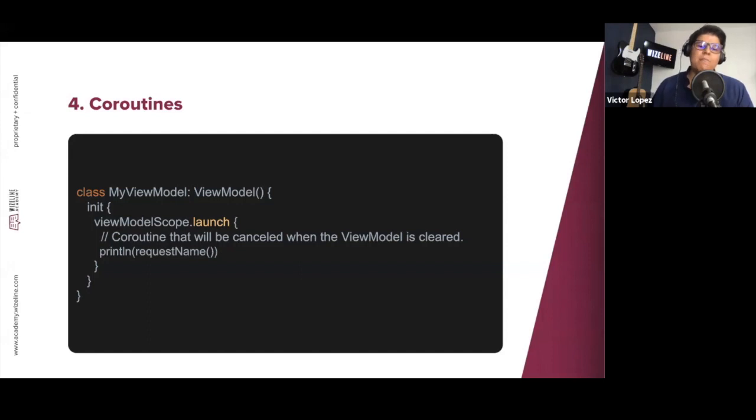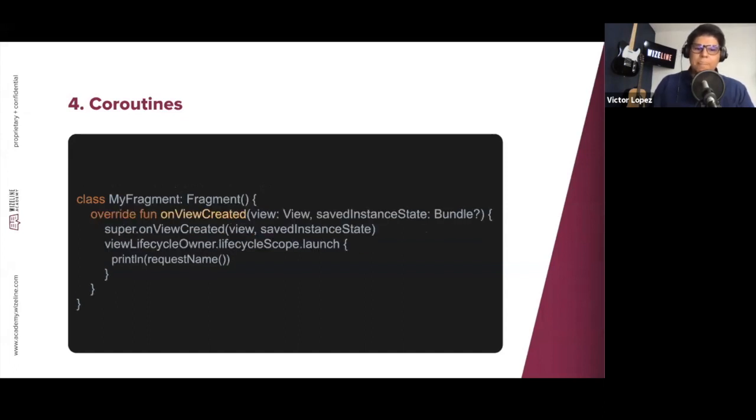Actually, we can have more nested scopes, and every scope will be canceled. And with that, we have the same. As you can see, we are printing the request name that lives in this coroutine. The scope, as I mentioned, is the scope that is handled for the view model, okay?